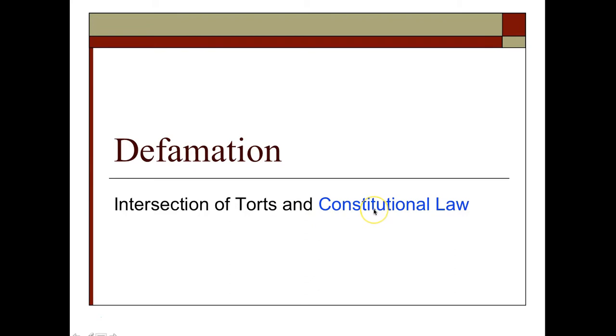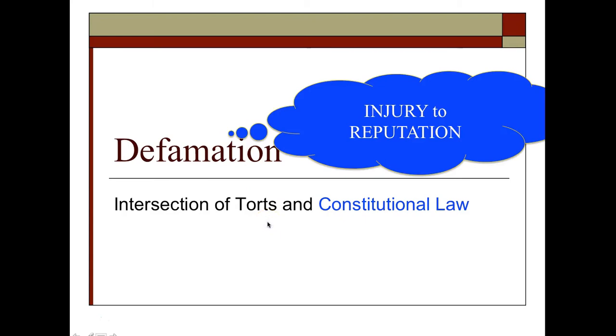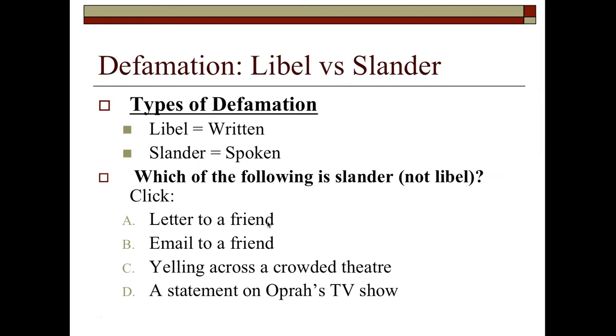On the bar in essays, it tends to be tested as a torts topic. What is defamation? Defamation is a claim for injury to reputation. There are 2 types of defamation, libel and slander. Libel is written, slander is spoken.